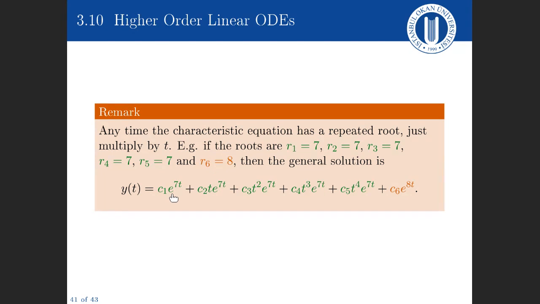e to the power 7t. For the second root we multiply by t, and we get t e to the power 7t. For the third function, again, we multiply by t. Now we have t squared e to the power 7t. We need a fourth function. We multiply by t, and we get t cubed e to the power 7t. For the fifth function, again, we multiply by t: t to the power 4, e to the power 7t. For the sixth function, the root is different, so we go back to e to the power 8t.